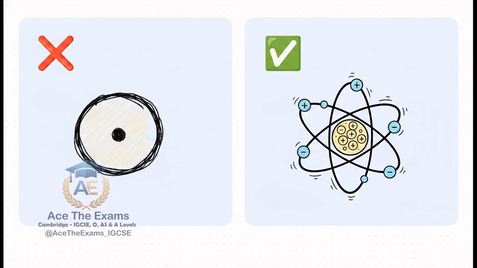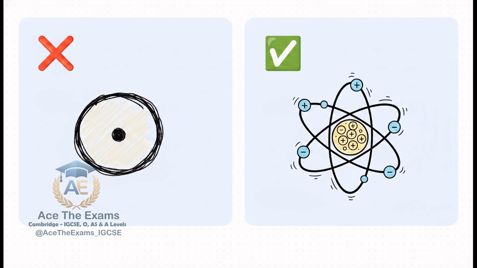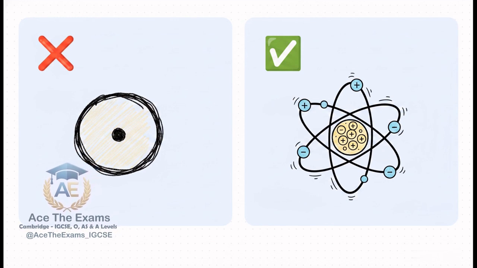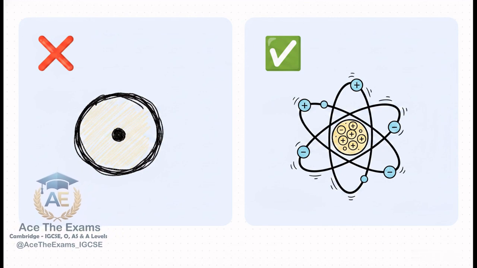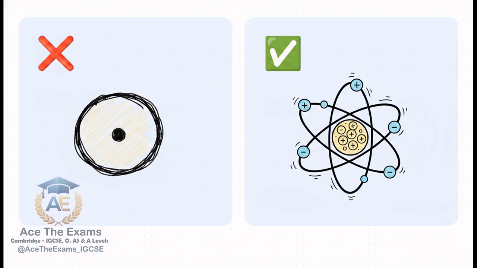Take the flawed answer. Atoms have a nucleus and electrons. Now, it's not technically wrong, right? But it earns exactly 0 marks in an IGCSE Physics 0625 exam. 0. Now compare that to the top band improved answer.